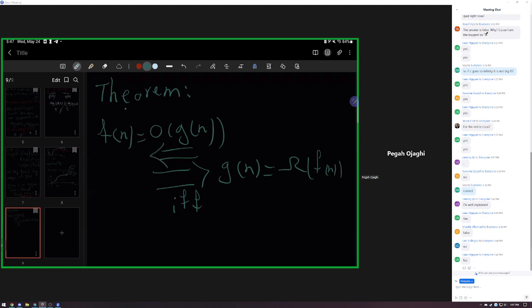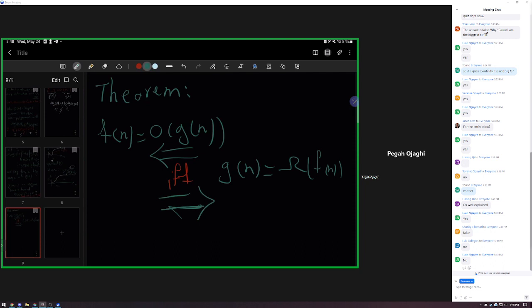It means if I know f(n) is big O of g(n), I can say that g(n) is big omega of f(n). This is going to be the two roads. So both of them work from one side to the other. Let's write it like this. If and only if means both sides of this equation work.